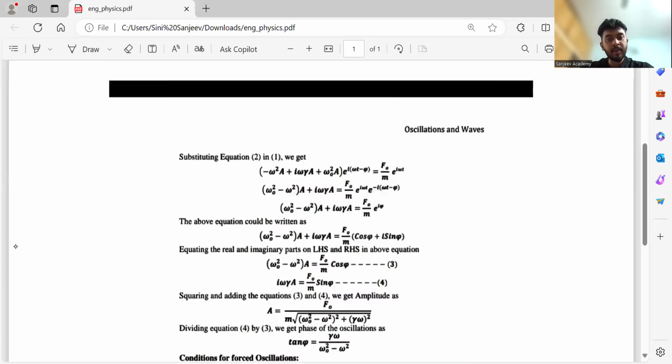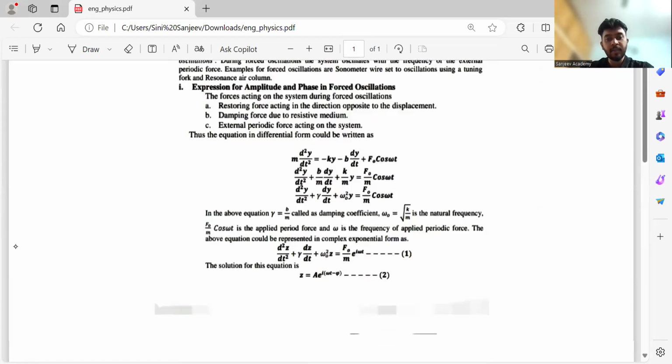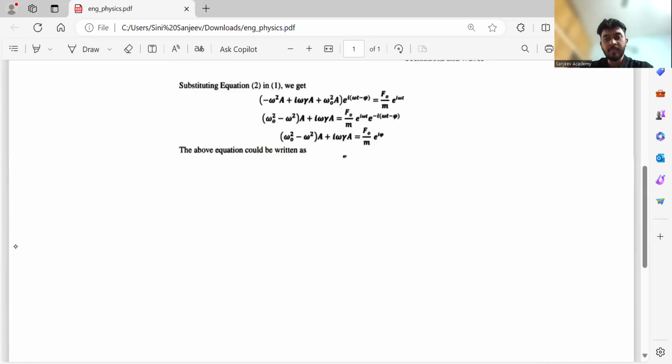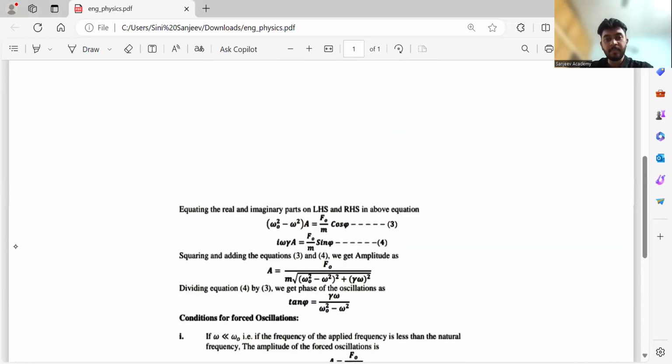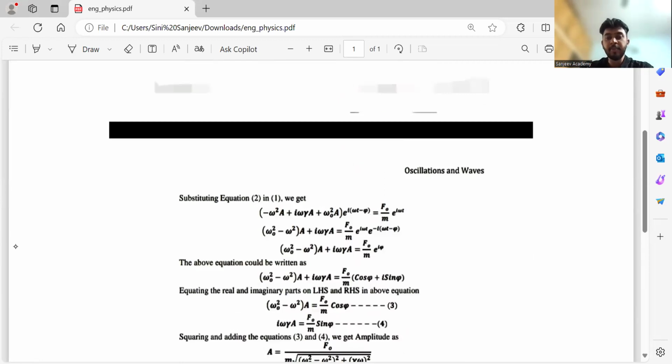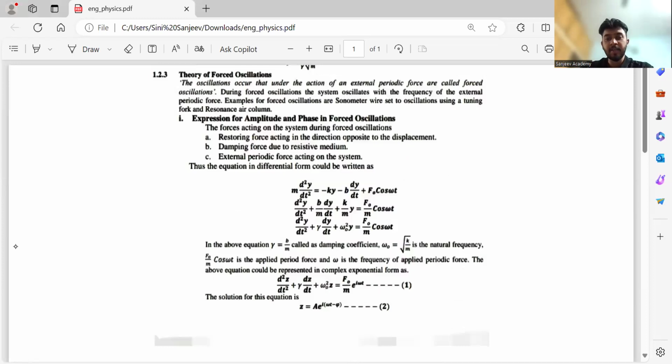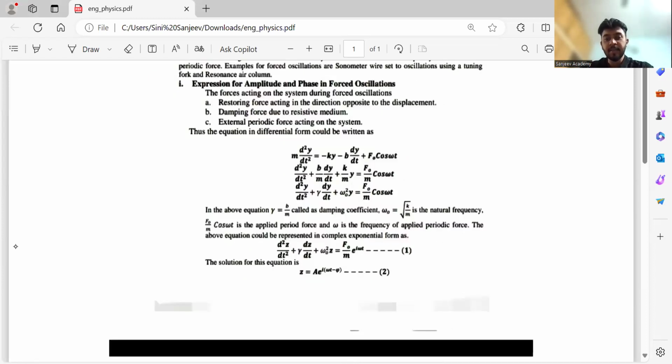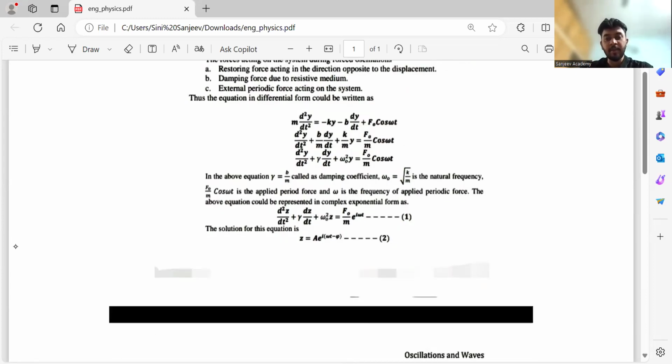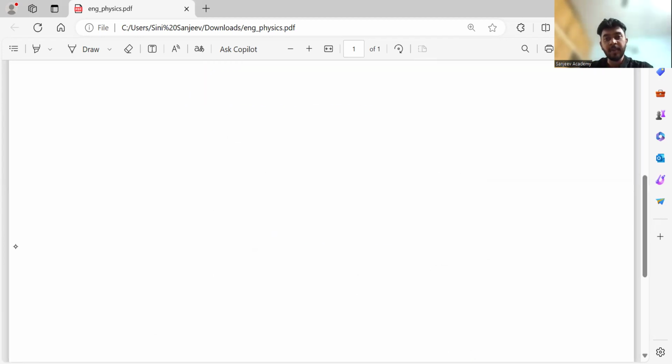Then what I'm going to do is the substitution of equation 2 in equation 1. As you can see, there are two equations, correct? So this 2 I'm going to substitute in equation 1. Which value? z is equal to a e power i omega t minus phi. I'll just show you how I'm going to substitute.